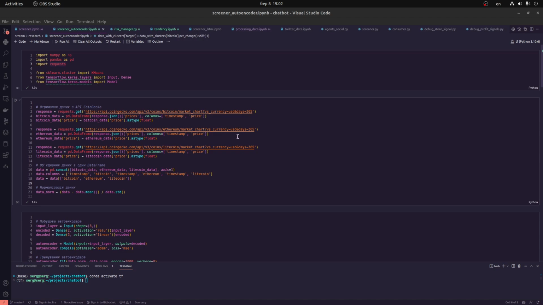Okay, and the time series could be different. Could be 1 hour, 5 minutes. It depends on the situation, and you could do this research. Okay, after downloading this data, we create a big data frame with these cryptocurrencies, and you see this one, and then we combine it, and then we do normalization.